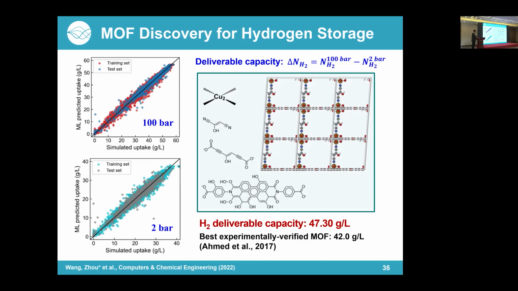What we find is that the best MOF we find has 47 grams per liter hydrogen adsorption capacity. This deliverable capacity is the adsorption capacity at 100 bar minus the adsorption capacity at 2 bar, because this one is charging, this one is discharge. And the best experimentally verified MOF has 42, so we have about a 10% increase.